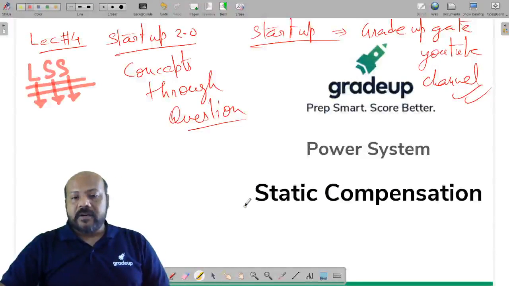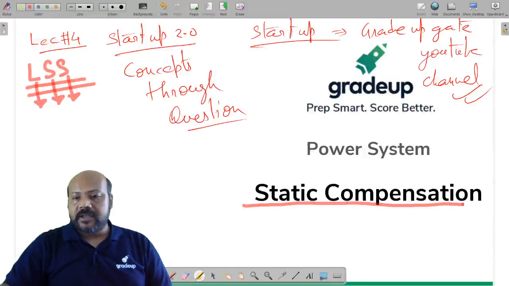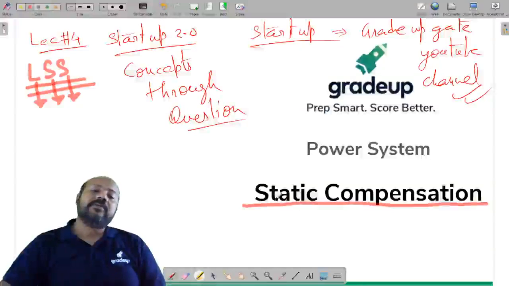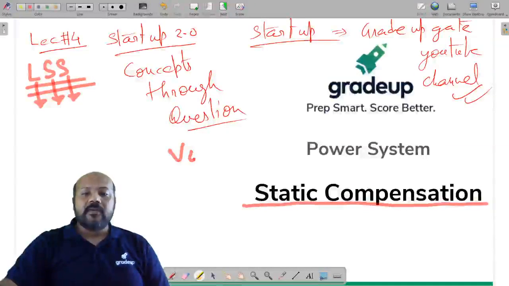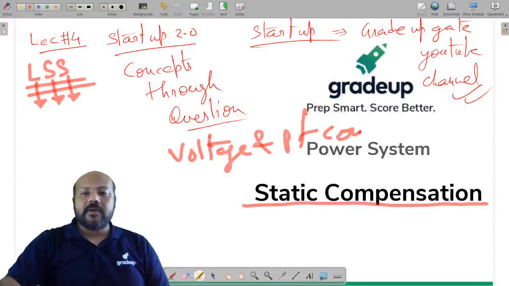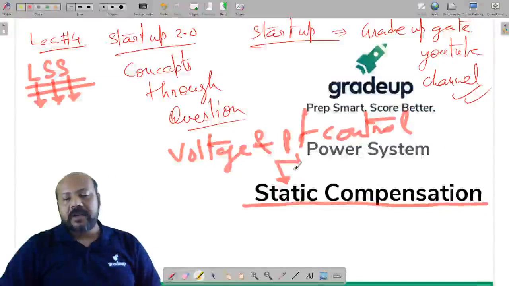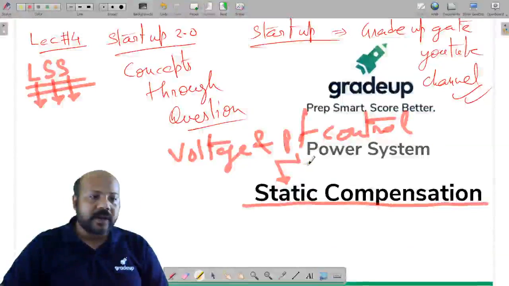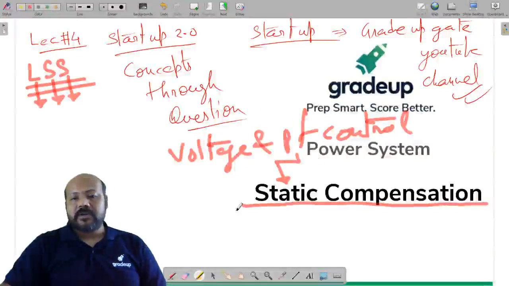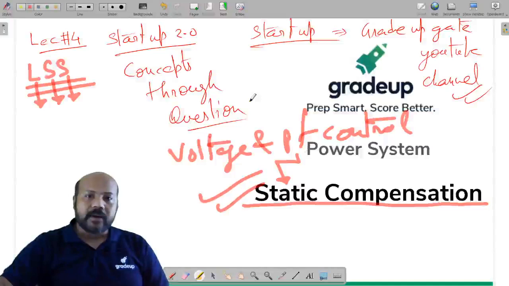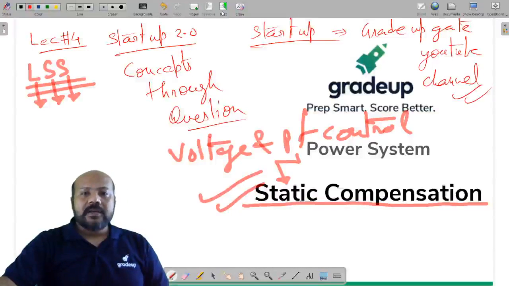So friends, today we are going to start static compensation. Some of you may not be aware of what static compensation is. Let me tell you, it is about voltage and power factor control, which we usually divide into static compensation, dynamic compensation, and solid state compensation. So today we will be discussing static compensation. Is it clear to all of you? Okay, now let us proceed with the session.